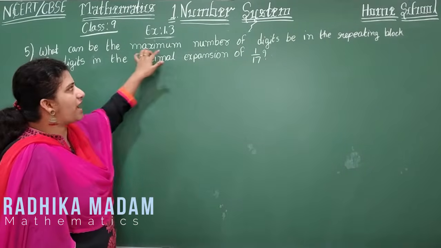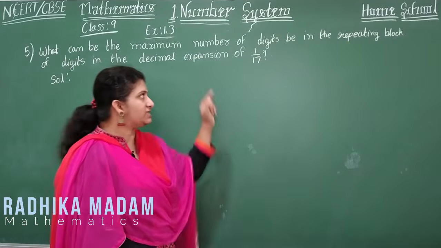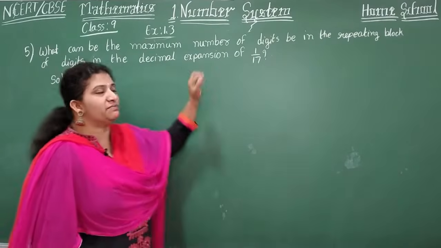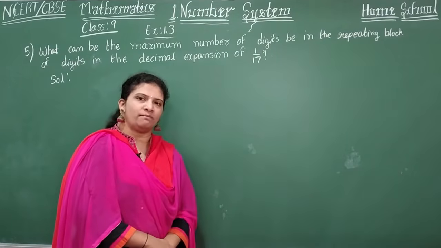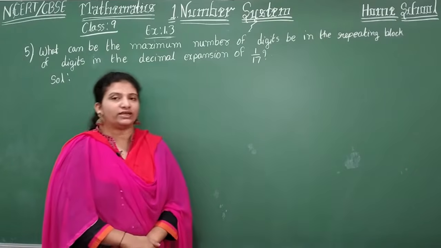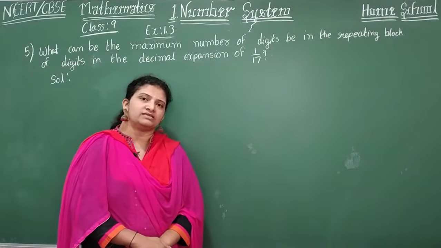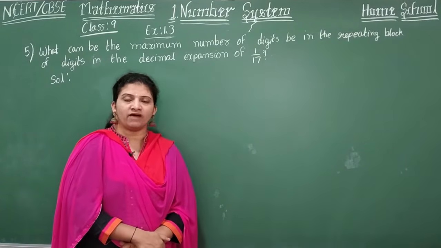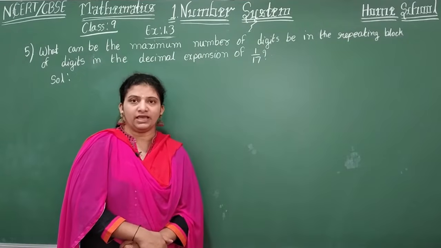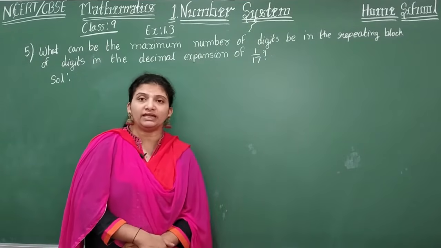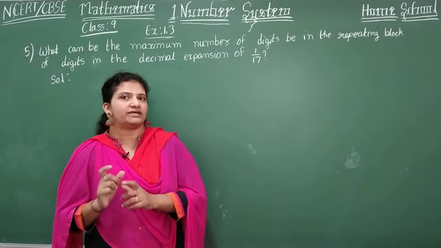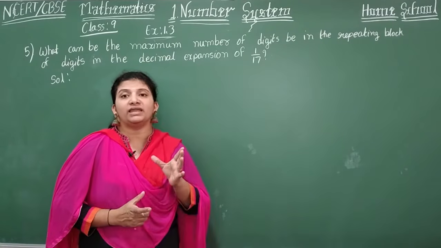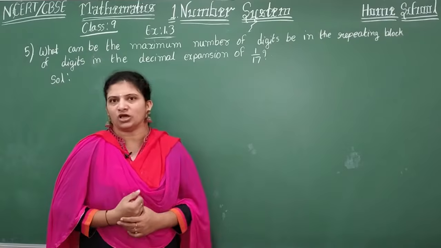What can be the maximum number of digits in the repeating block of digits in the decimal expansion of 1 by 17? So children, try to understand the problem. What did they ask here? Do the division 1 by 17. So you are going to get a decimal value. That decimal is a non-terminating repeating decimal. Repeating means some decimals will be repeated, right? So how many digits will be repeated is your question.